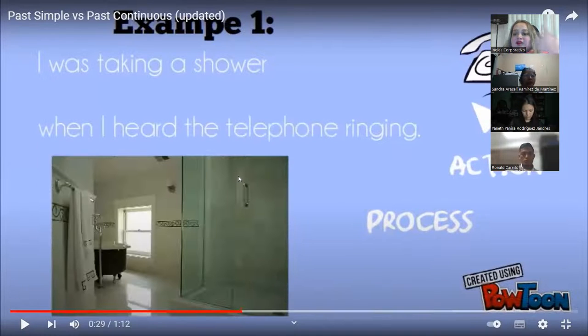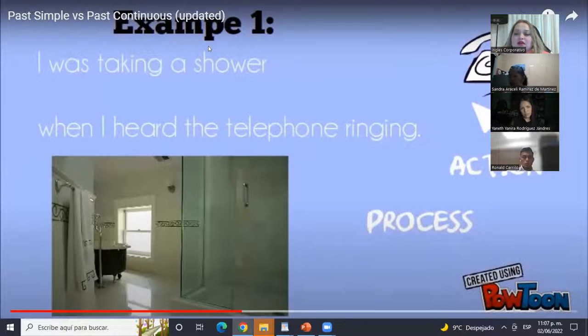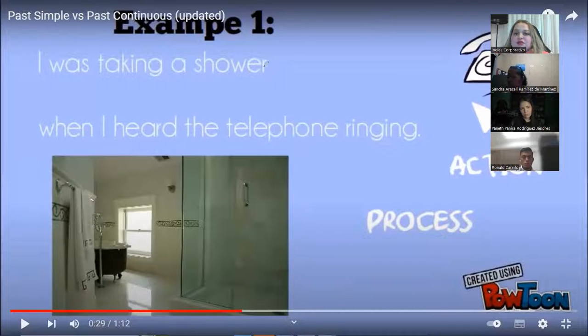Okay, so there is an action in progress, right? And the other action interrupts it. Another thing that she mentioned that was important is that you use while with the continuous action and you use when with the action that interrupts it. Okay, so that is something you have to take notes of.